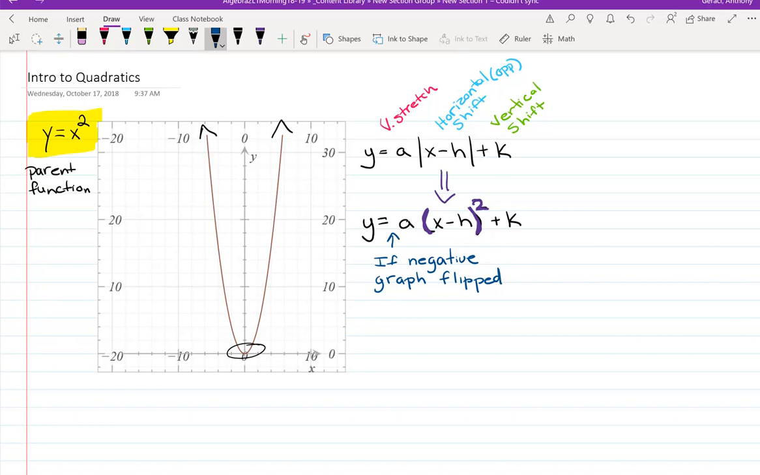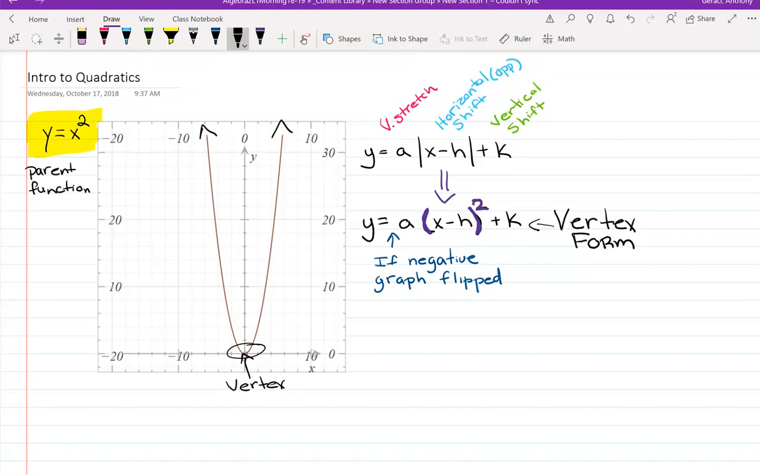So that's one piece of information that you should know already. Okay. Now, if we remember, this is also called vertex form. So with our parent function, there's no other numbers, there's no shifts going on. So if I had to put numbers in, it would be 0 and 0, and that's why the vertex is at (0, 0).